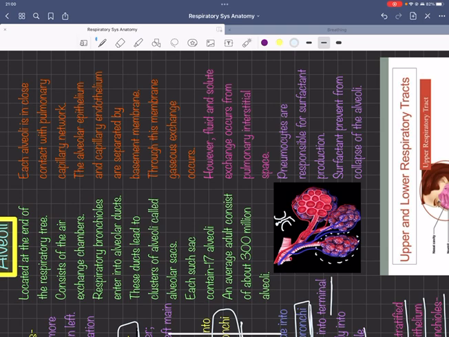This is known as the basement membrane, and it is through this membrane that gaseous exchange occurs. If we have an alveolus and a capillary endothelium, oxygen is going inside and carbon dioxide is going outside. So for this process, the gaseous exchange, to occur, the basement membrane is present in between them.